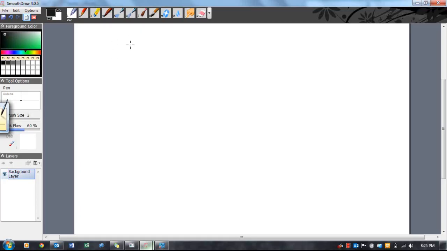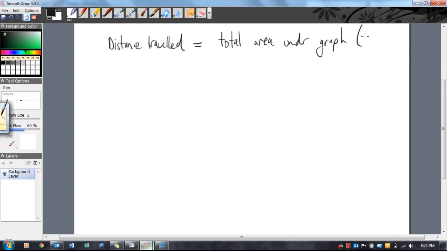So if we want the distance travelled, we don't care about whether it's positive or negative. We just want the total area under the graph. So just add up the areas, unsigned. We're not worried about the sign of the area. Positive, negative, don't care, just add up the total areas.